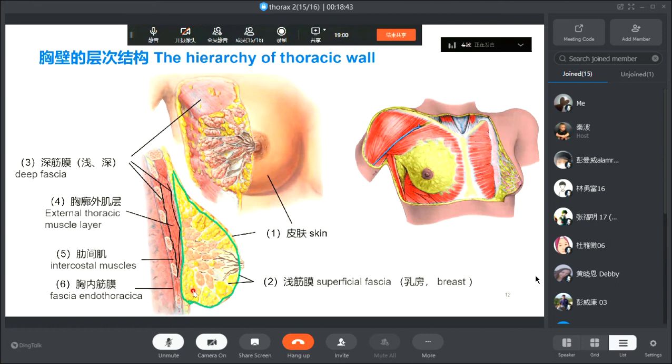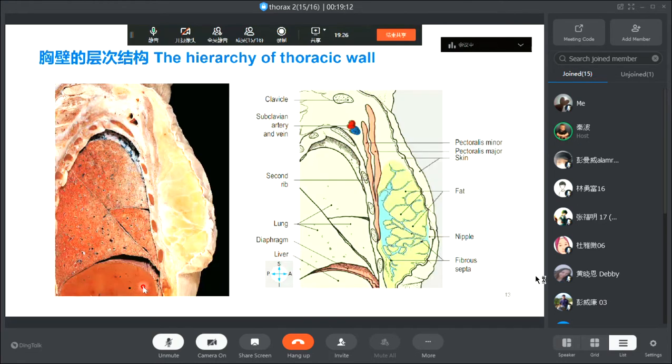Okay, and the sixth layer is the fascia and the endothoracic fascia. So the sixth layer is about our thorax wall. Do you remember it? You should remember it. Okay, and this picture shows a true picture of the thoracic wall. Let me see.